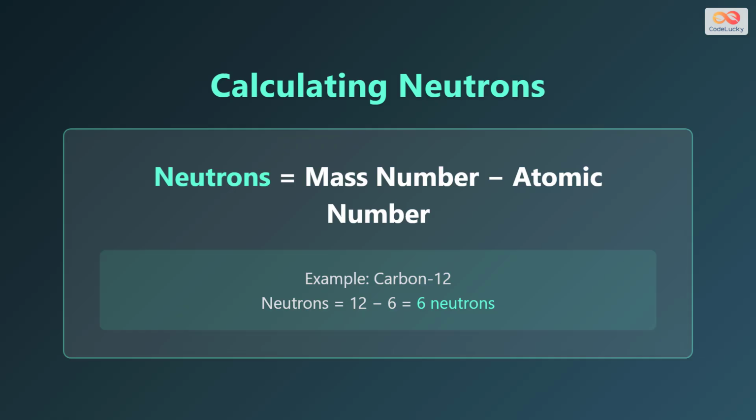How do we calculate the number of neutrons in an atom? It's simple. The number of neutrons equals the mass number minus the atomic number. The mass number is the total of protons and neutrons, while the atomic number represents just the protons. For example, carbon-12 has a mass number of 12 and an atomic number of 6. 12 minus 6 equals 6 neutrons. This formula works for any element.